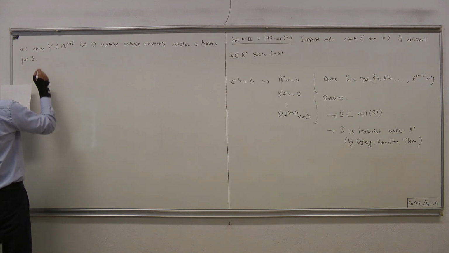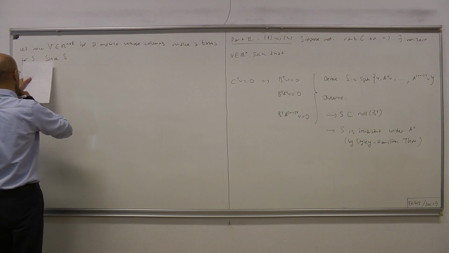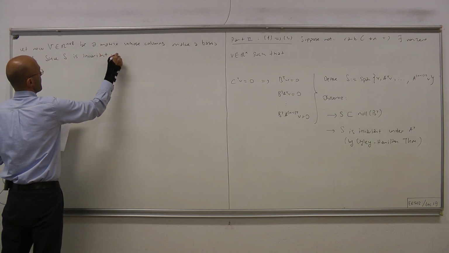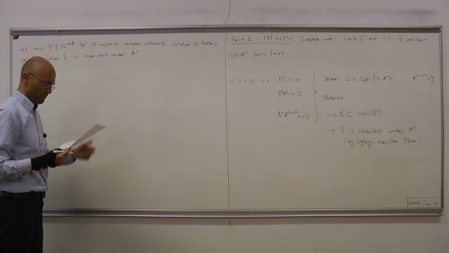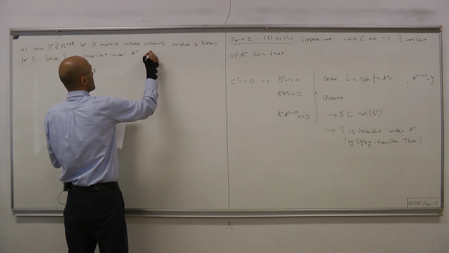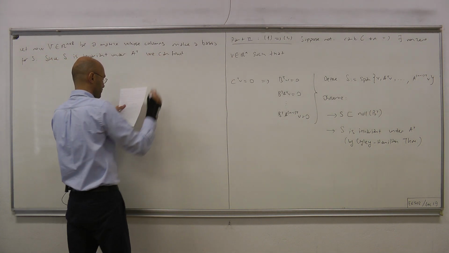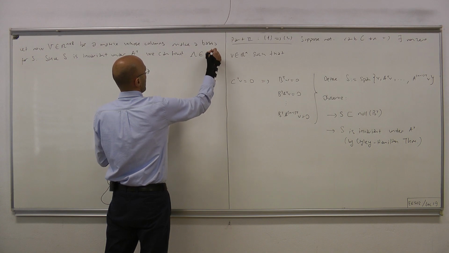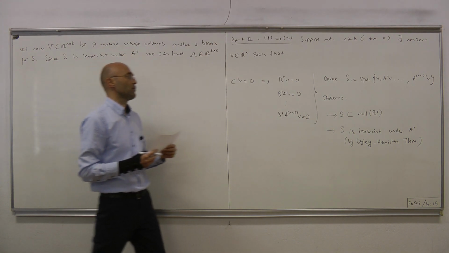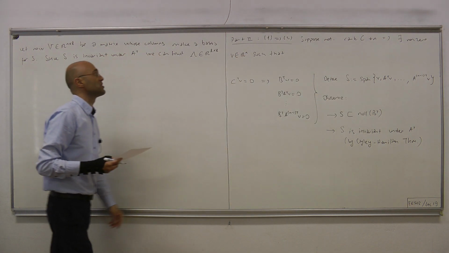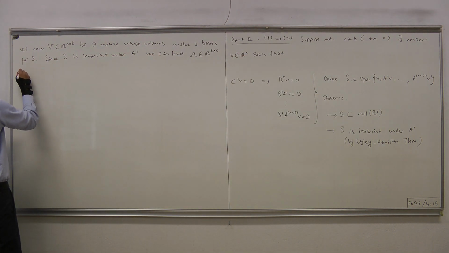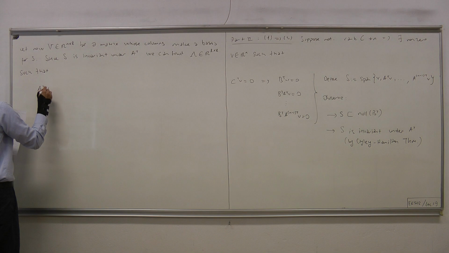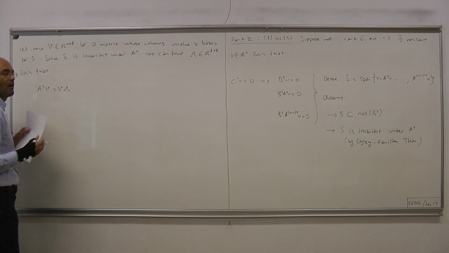Since the subspace S is invariant under multiplication by A transpose, we can find a square matrix lambda, L by L, where L is once again the dimension of our subspace S, such that A transpose V equals V times lambda.